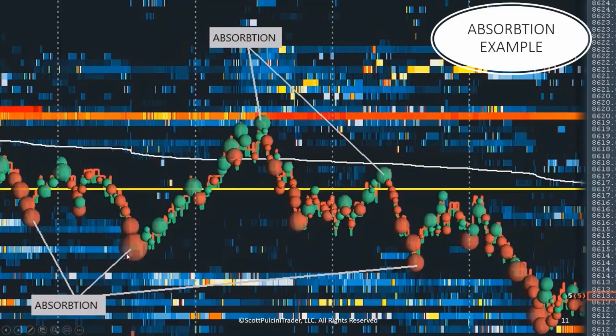The same down here. It gets down to this level, all the sellers get absorbed, price comes back up. Here all the buyers get absorbed. It doesn't even fill this liquidity here at 86.20, and after this absorption, price comes back down, and again absorption over here and absorption over here.